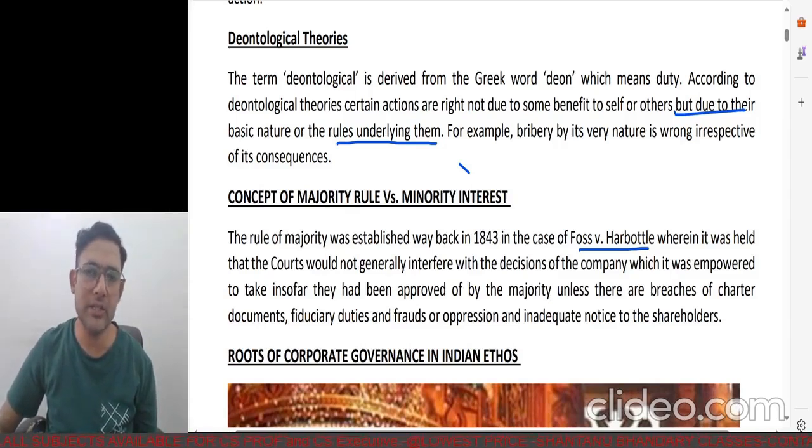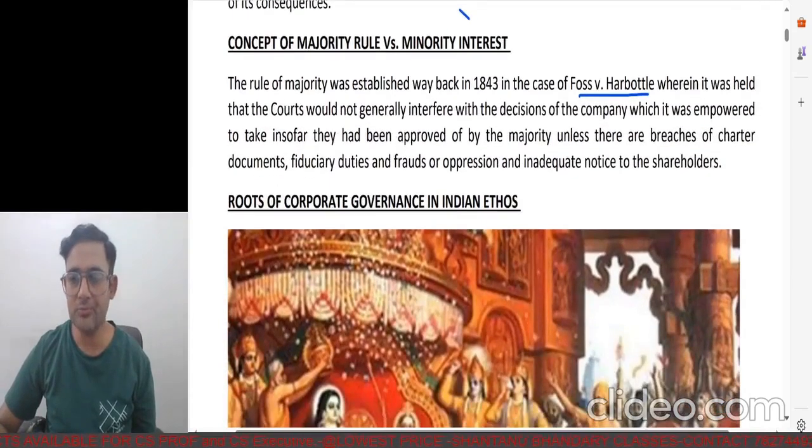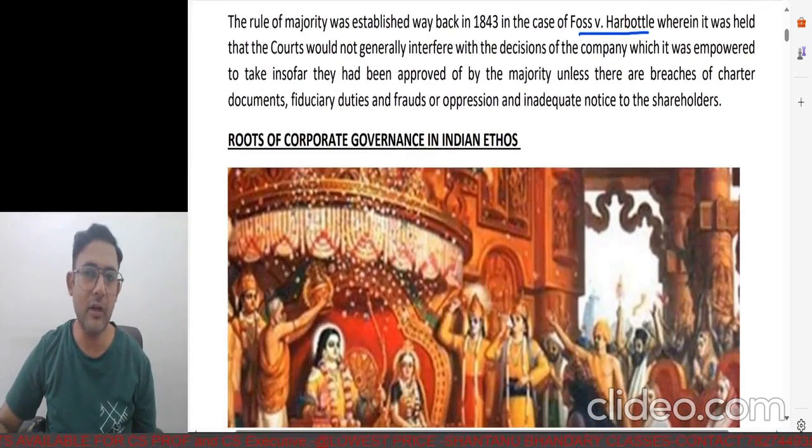So that is why the court says that this is the internal matter between the company and the shareholder, and they should sort it out between themselves. But just in case those people who are objecting prove that any decision that has been taken by the majority is against the interest of the company as a whole, then only the court will interfere. Otherwise, the court won't interfere. So this is pretty much about the majority versus the minority rights.